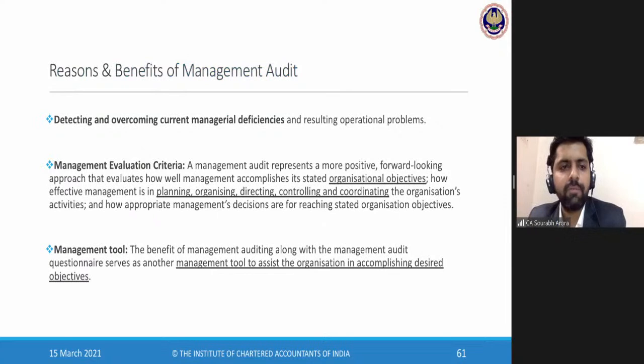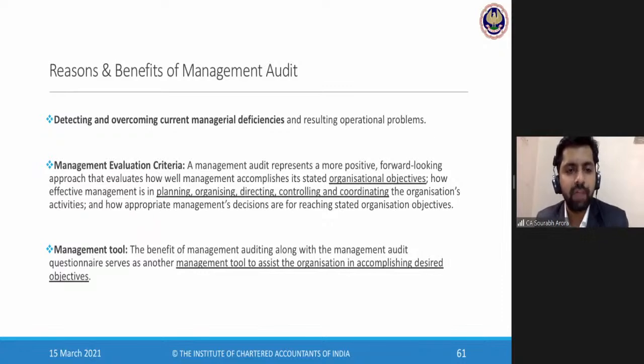Reasons and benefits of management audit. So why should we get the management audit done? And the reasons are, for detecting and overcoming current managerial deficiencies. So if we identify that there are some managerial deficiencies, and we have detected them, then to overcome those deficiencies, we need to have a management audit.